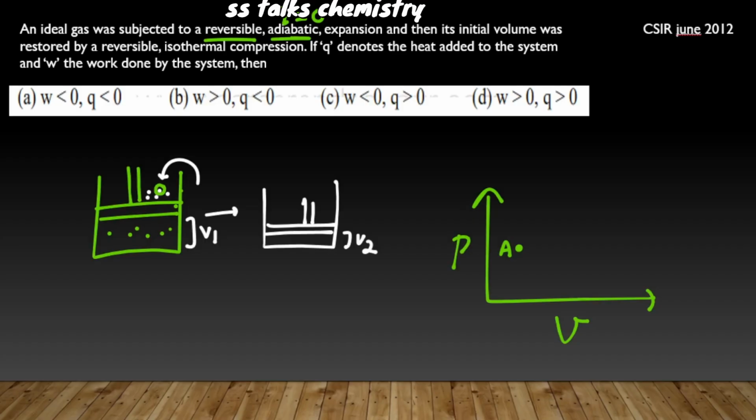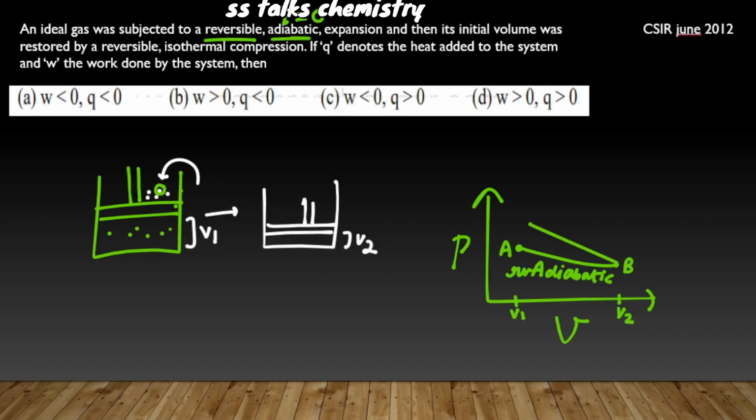Expansion means the volume is increasing. So this is the initial volume V1. This is going to the volume V2. So it is going to the point B. So it is the adiabatic, and this type of plot we can see here. And then the initial volume was restored by the reversible isothermal compression. So here it is adiabatic and a reversible process. Now it is restored, so it is going back to the position A, that is this one, like this.